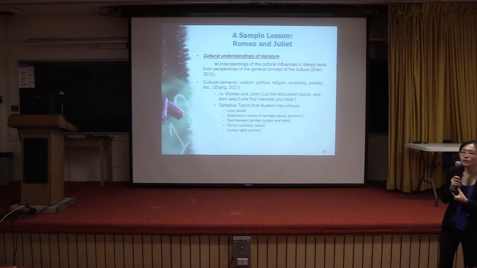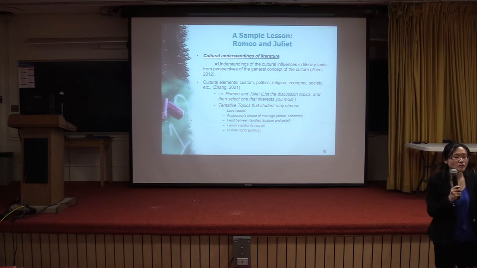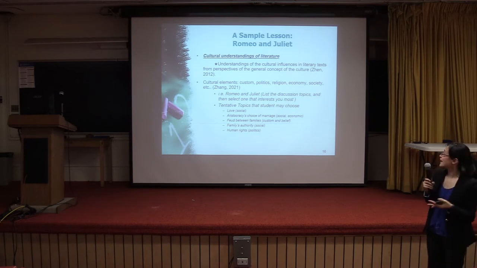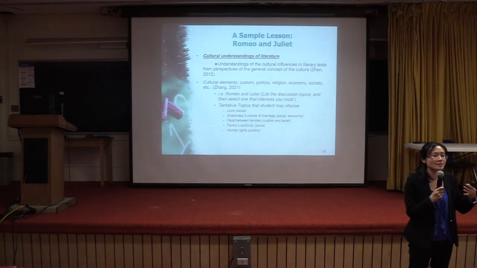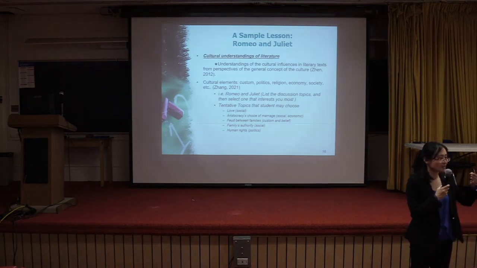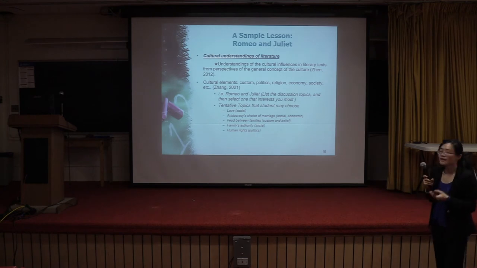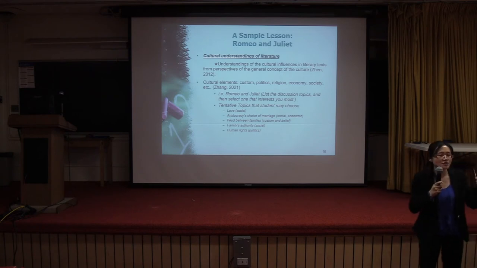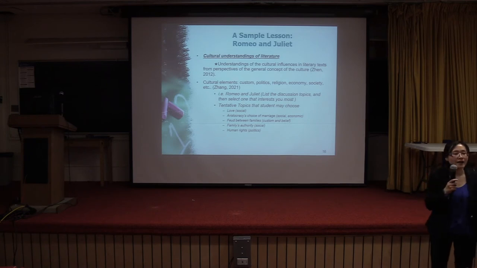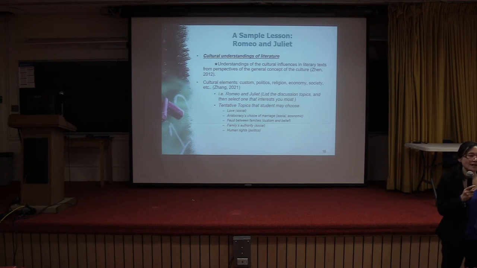For example, while I'm asking you to read Romeo and Juliet, you may choose love as your topic. You want to do a deep analysis about the love between this young couple. Or you can choose the aristocracy's choice of marriage. Now, if you are choosing the aristocracy's choice of marriage, you are referring to the social and economic cultural elements within the selected literary text. So you do have a lot of flexibility to choose the topic you are interested in.